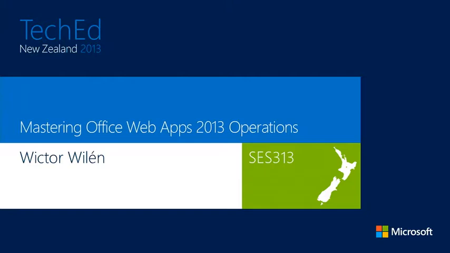Talk about my favorite new feature or product in the Office family, Microsoft Office Web Apps 2013. This is about how to operate it, how to maintain it, how to patch it, how to install it, etc. So you get the most out of it, and it's a really cool product, really built to scale, built to be easy to maintain. But it's very, very different from maintaining SharePoint. SharePoint is a beast compared to Office Web Apps.